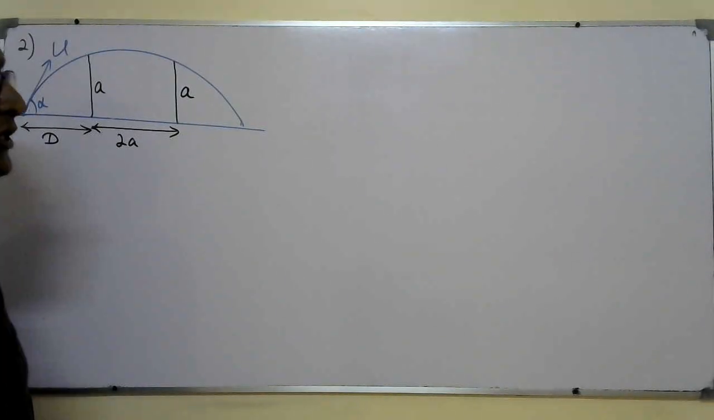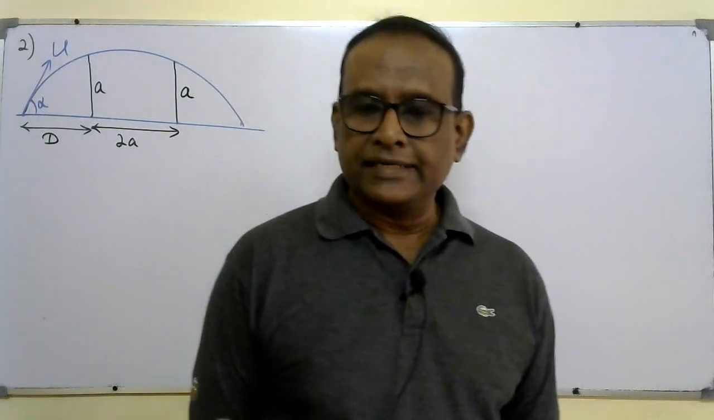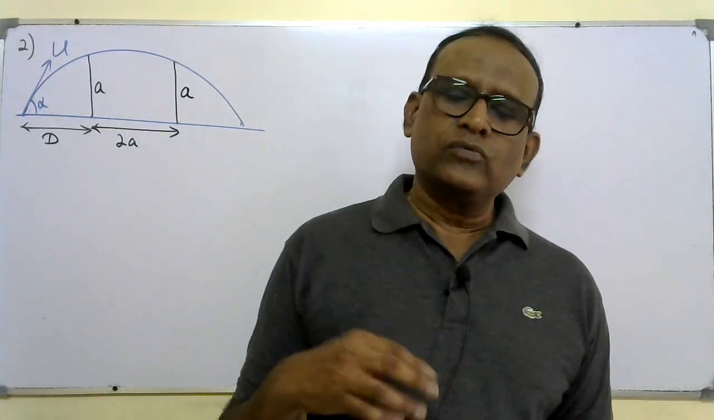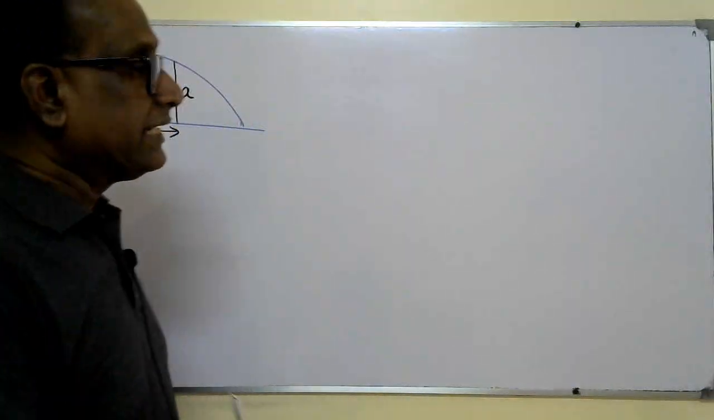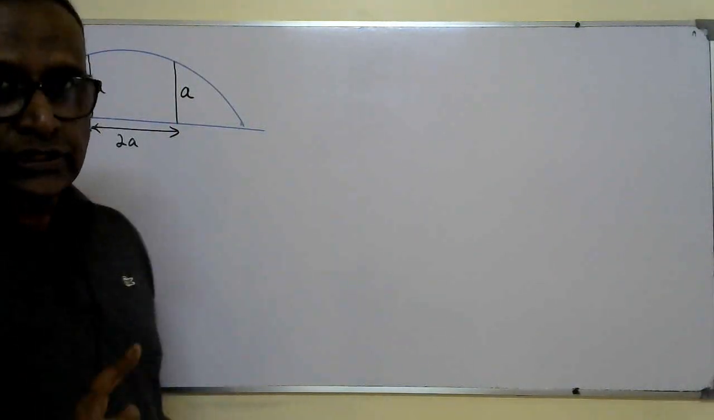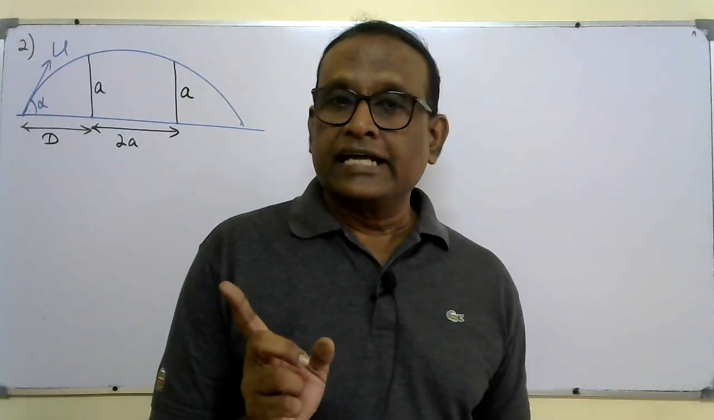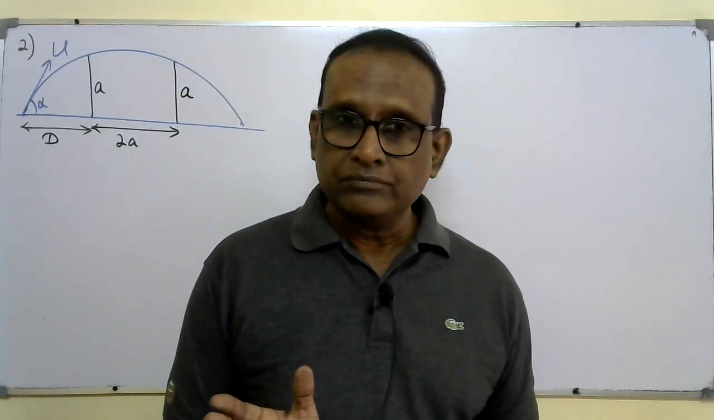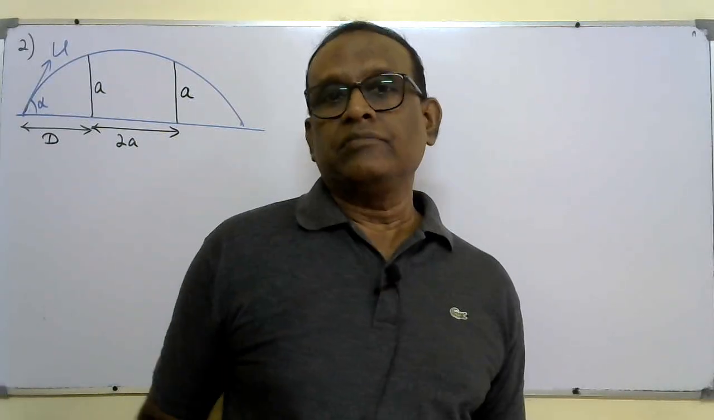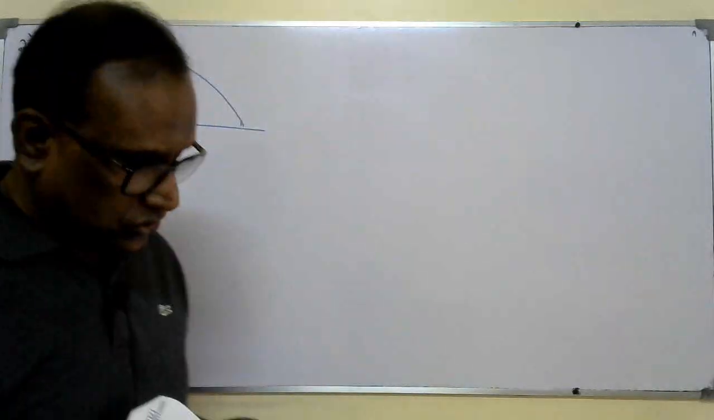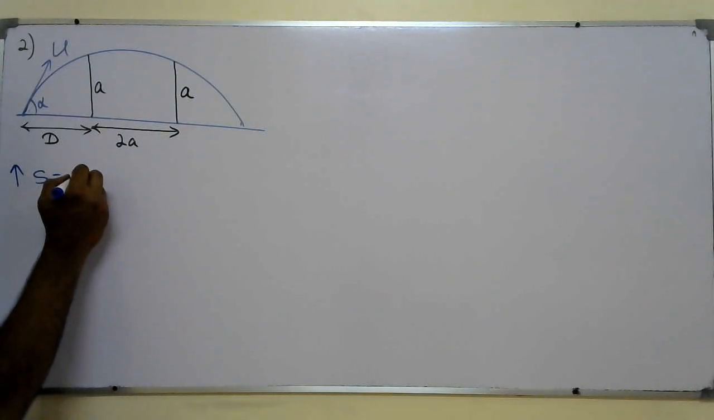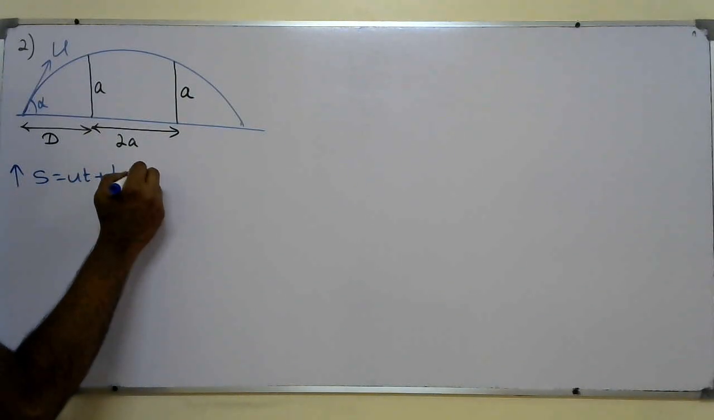Okay, so here I'm going to use S equal ut plus half at squared vertically upward, because the height is given as A. What could be the equation for the vertical height A? I'm sure that there will be two different times to have the same vertical displacement A. So we'll use vertically upwards, S equal ut plus half at squared.